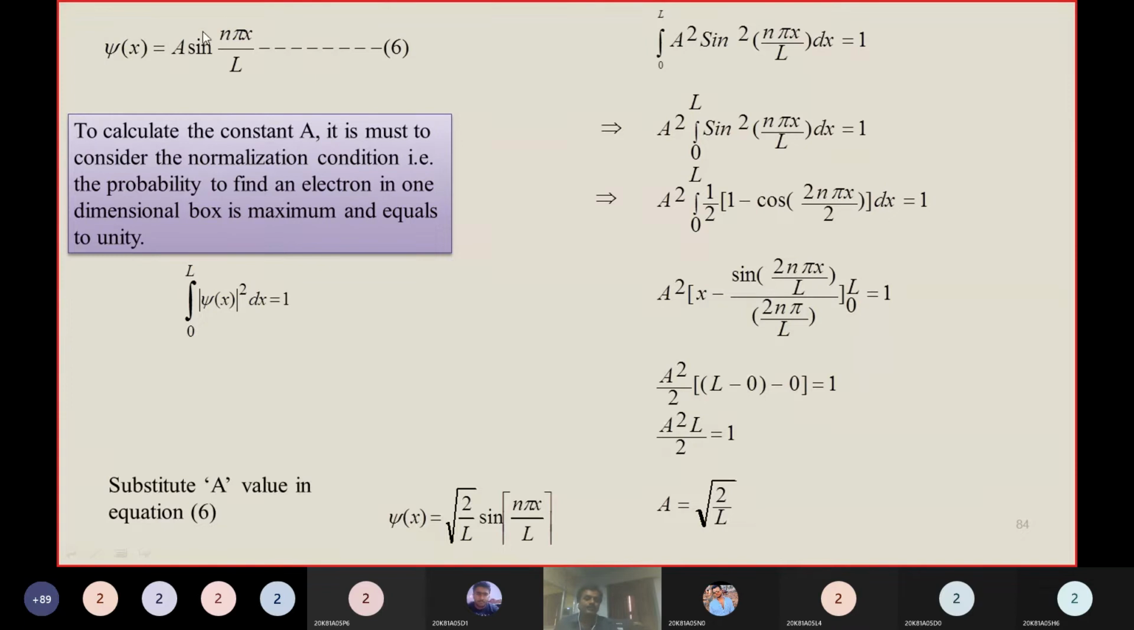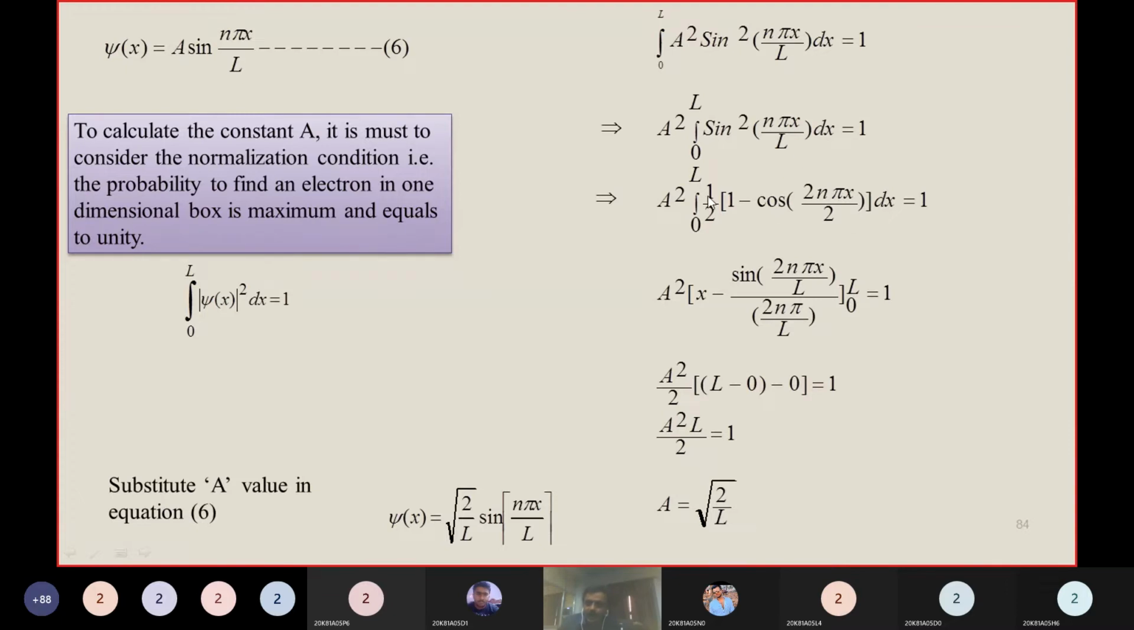Now we substitute the psi of x value in the normalization equation. We get a squared integral of sine squared n pi x by L dx equal to 1. Here a squared is a constant, so we can keep it outside, and the remaining term is the integral of sine squared n pi x by L dx equal to 1. Now sine squared x we can write in terms of cos 2x.